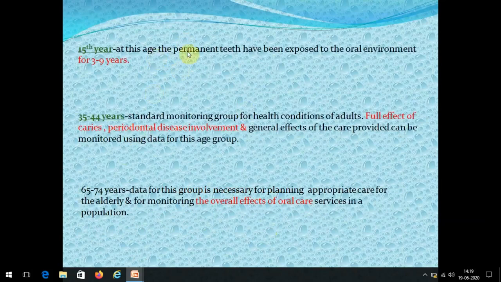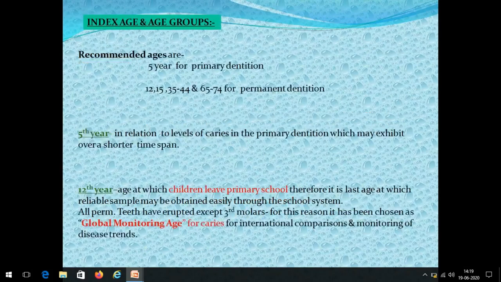So the 15th year: by this age permanent teeth have been exposed to the oral environment for 3 to 9 years, so caries experience can be assessed. 35 to 44 years is a standard monitoring group for health conditions in adults, so the full effect of caries and periodontal disease is in action, and we can easily do a comparison of the caries and periodontal status between people. And 65 to 74 is necessary for planning appropriate care for the elderly, and the overall effect of oral health care can also be assessed in this age group. So the index age groups or WHO age groups are 5, 12, 15, 35 to 44 and 65 to 74.